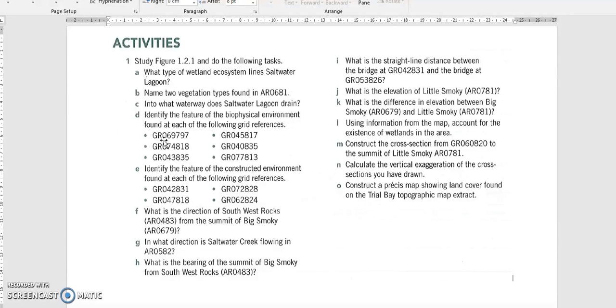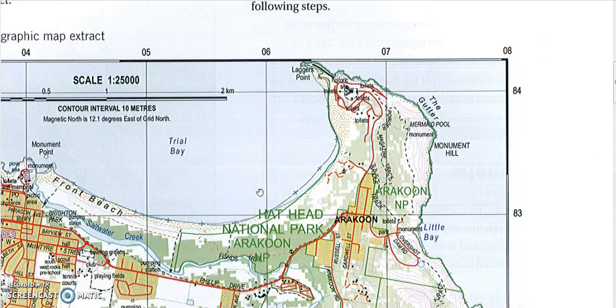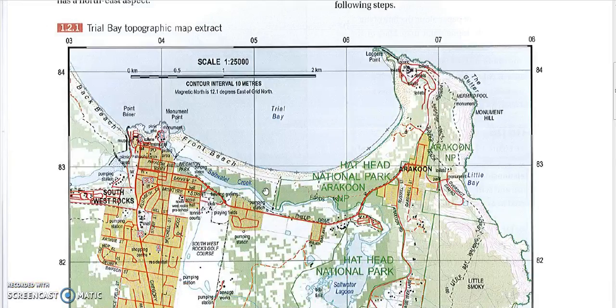We need to be able to identify these grid references, and then we need to be able to use the legend to find out what the natural environment feature is. With a grid reference, it's very similar to an area reference, except this time it has 6 numbers instead of 4, and it requires us to find a specific point in a square rather than the whole square. So if we have a look at our map, we're looking for grid reference 069797.